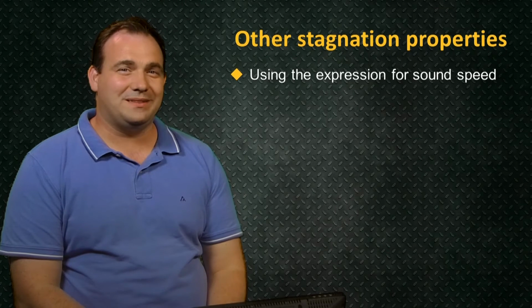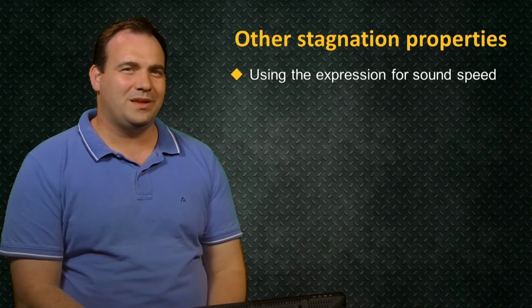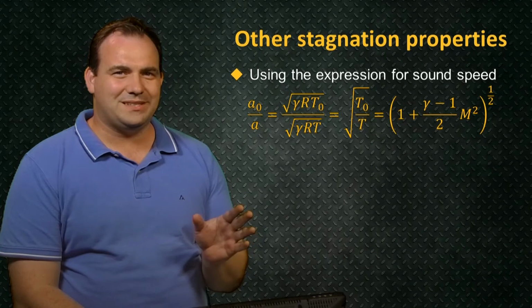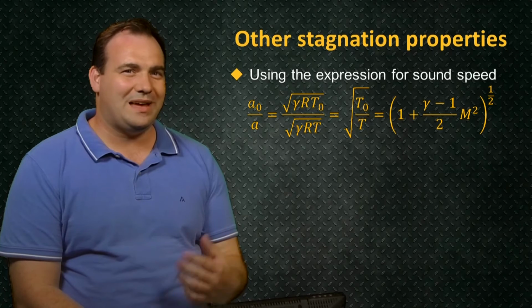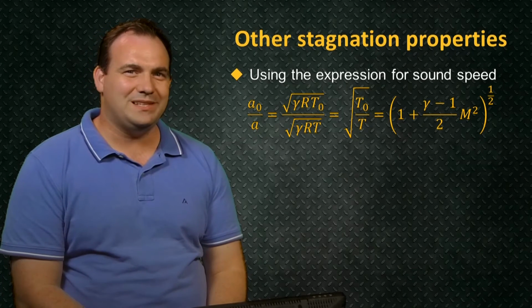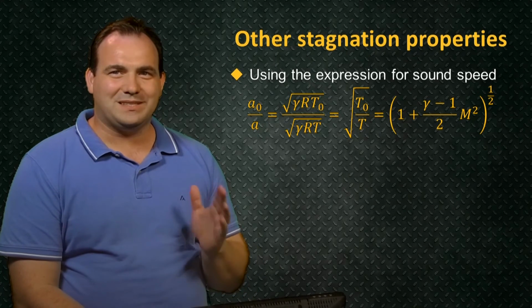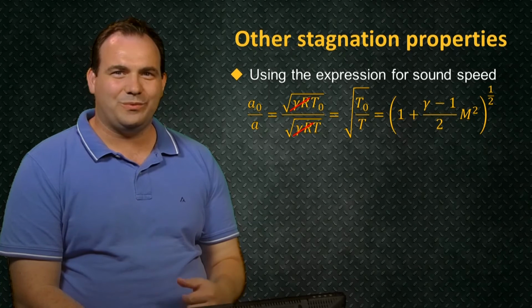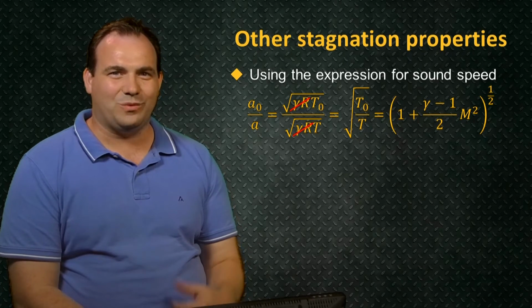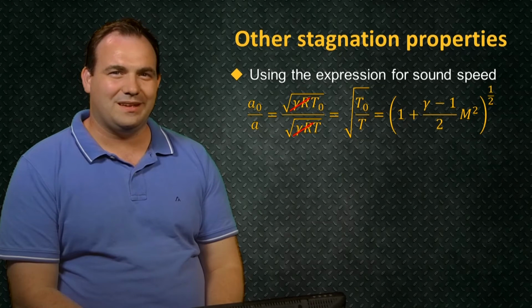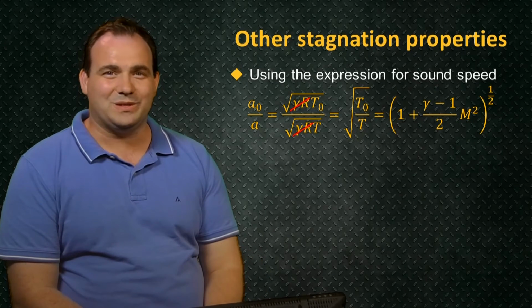We now know how to calculate the stagnation enthalpy, temperature, and pressure. But what about the other stagnation properties? We can find the ratio of the stagnation sound speed, A0, to its present value, A, just by expressing both sound speeds as the square root of gamma R times the relevant temperature. The root gamma R's cancel, and so all we're left with is the square root of the ratio of the stagnation to static temperature. Using our expression for T0 over T once again from the last unit, we found that A0 over A is equal to the square root of 1 plus gamma minus 1 over 2 times the Mach number squared.